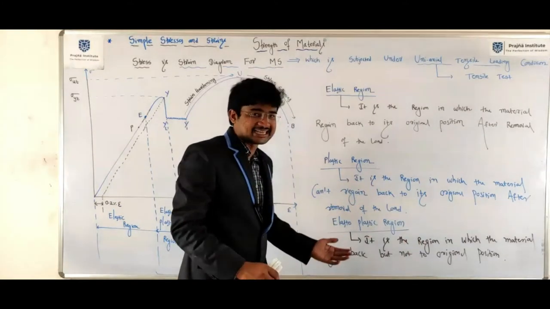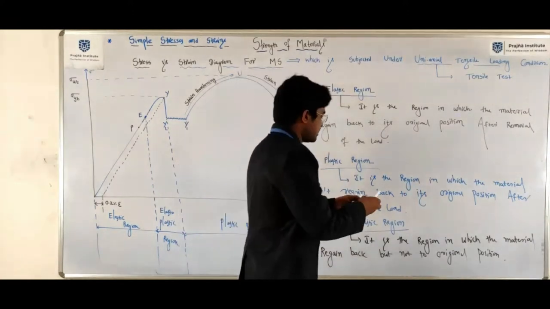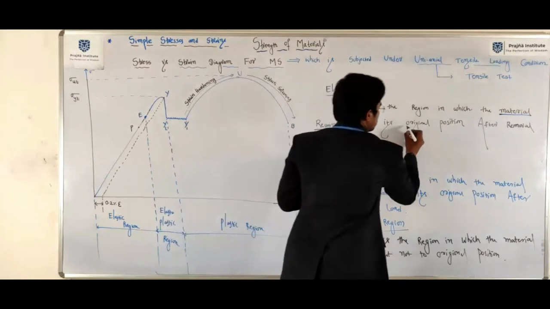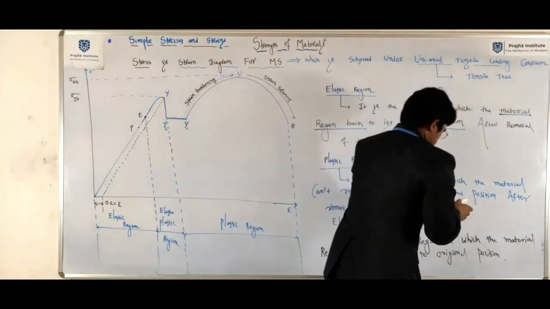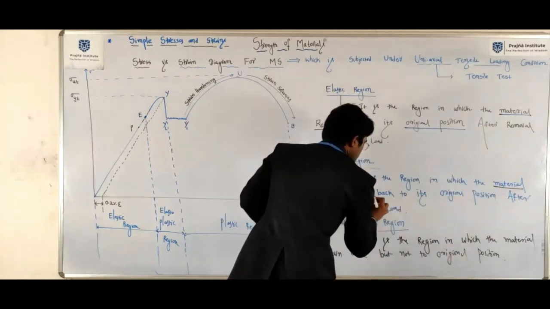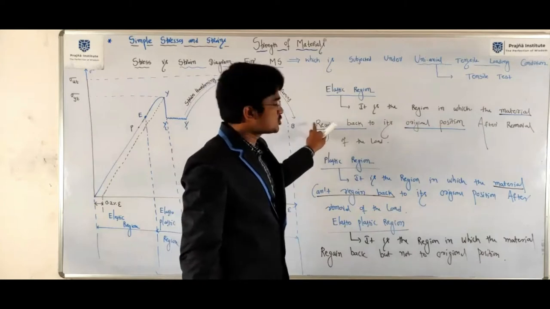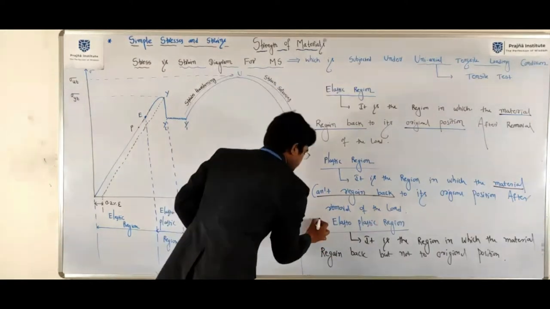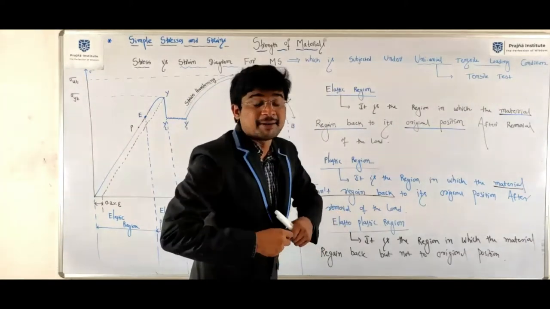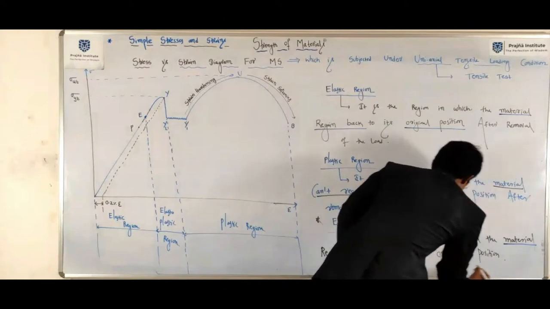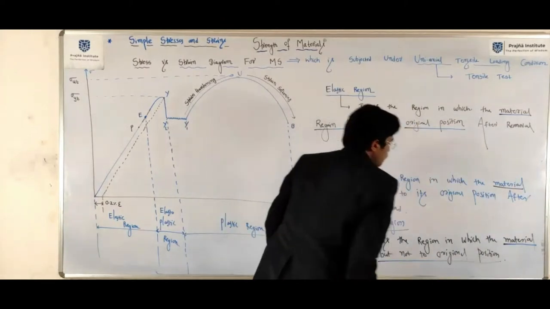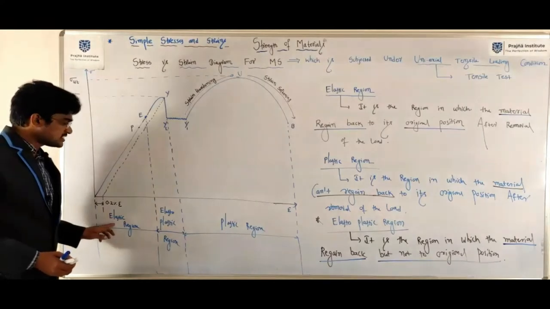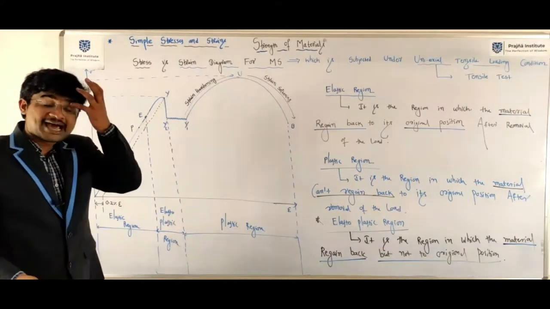Next, elastoplastic region. Here, elastic region, material can regain back to its original position. Here, material can't regain back to its original position. Come to elastoplastic region: material can regain back, but not to the original position. That is elastoplastic region. Now we discussed elastic region, plastic region, and elastoplastic region.